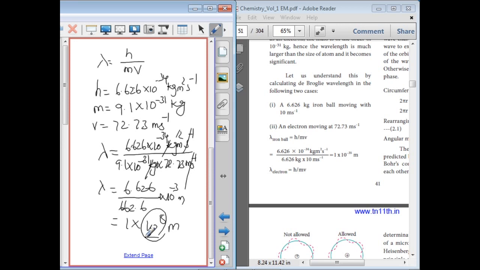So for the electron, the de Broglie wavelength is significant. We can easily calculate the wavelength of the microscopic particle. But the iron ball's wavelength is too small to measure, hence it becomes insignificant. So the de Broglie equation calculates the wavelength only for a microscopic particle, not a macroscopic, not a large particle.